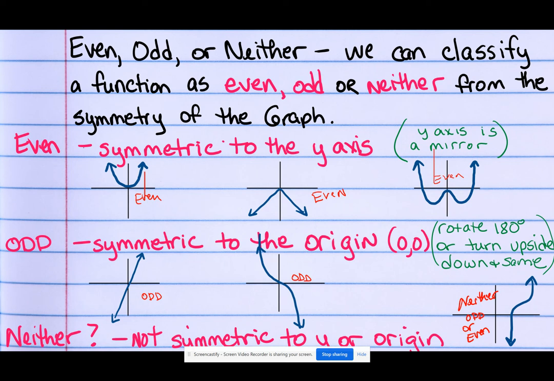I can't spin it on the origin. Think about the fact, can I spin it 180 degrees around that point? And no, I can't. Because if I spun it 180 degrees about the middle of that, it would not still be the same picture. And so that's why it's neither.